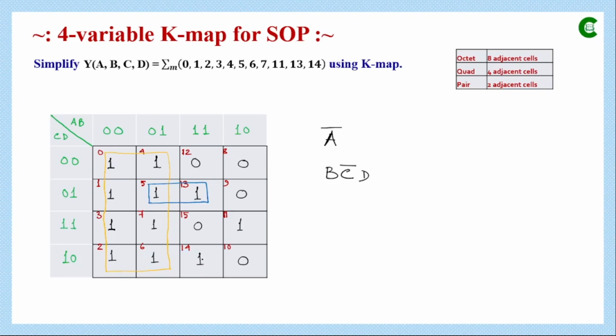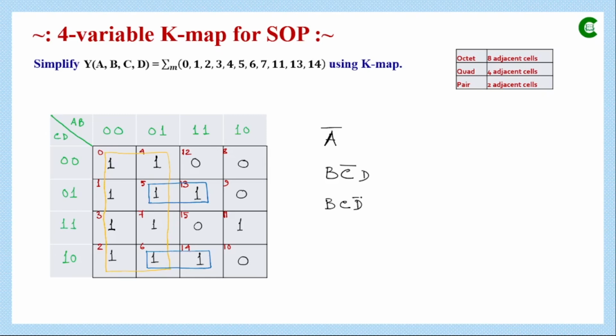Next, we can see we again have a one here which is not part of any group, so between this one and this one we can form a pair. When we evaluate, again A is changing value, so that will be eliminated. B remains the same, so that will be B only. And for C and D, the values of both are not changing, and the value of C is 1, so it will be C only, and the value of D is 0, so it will be D complement.